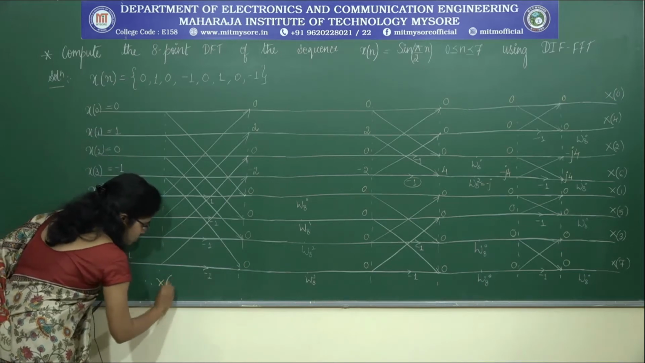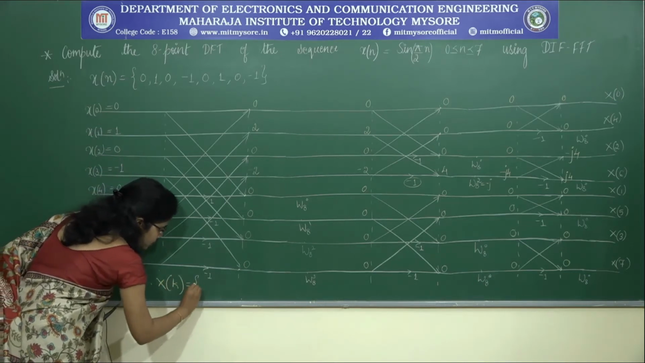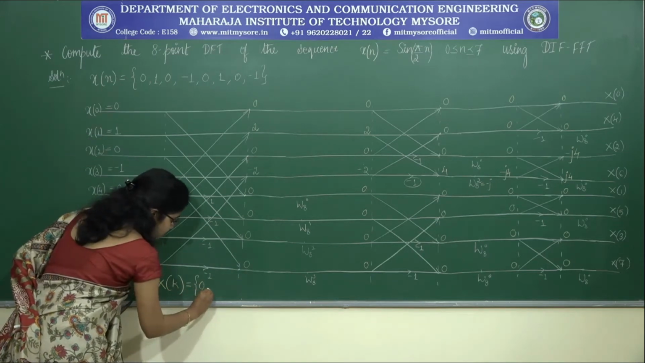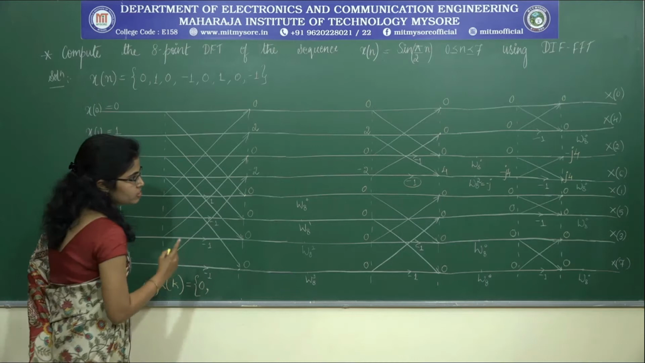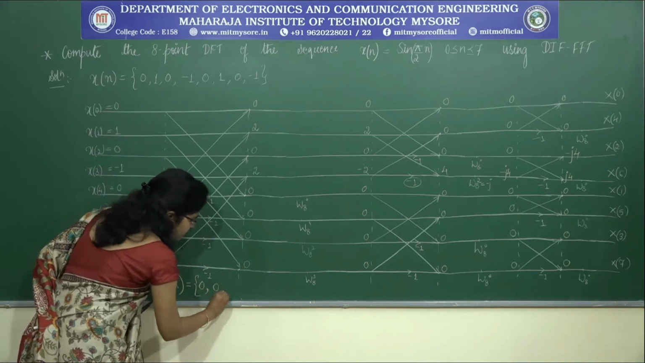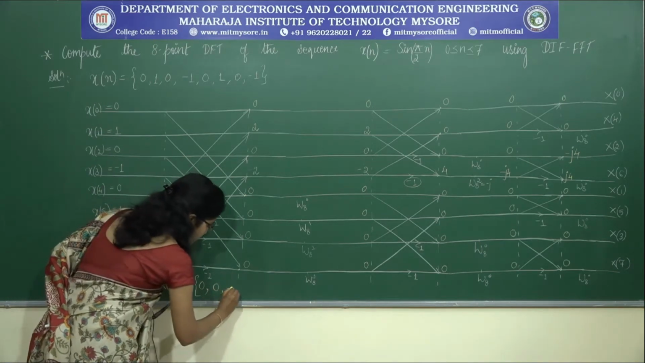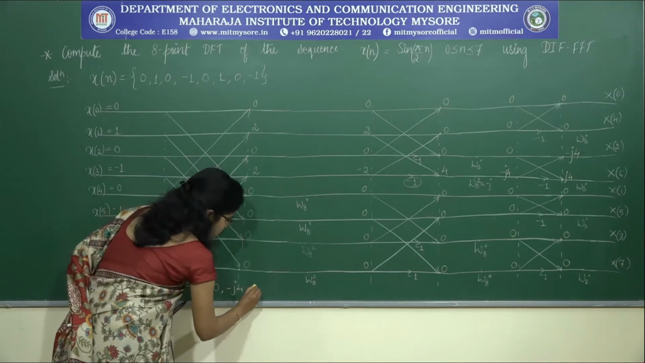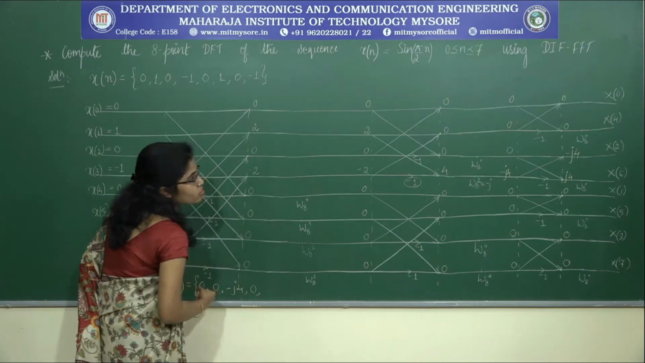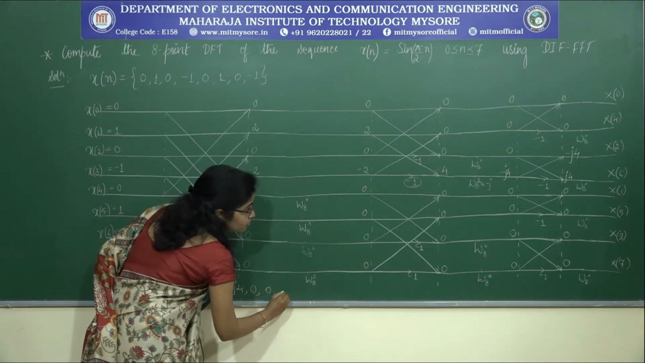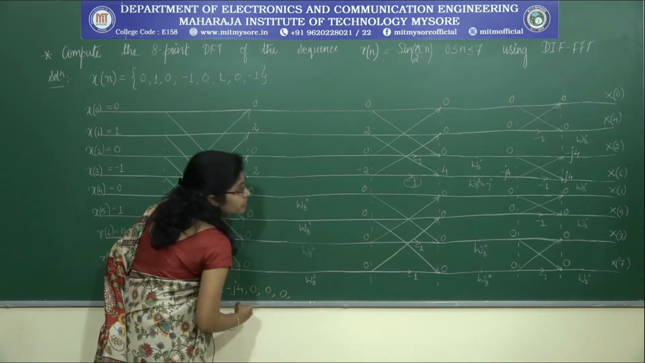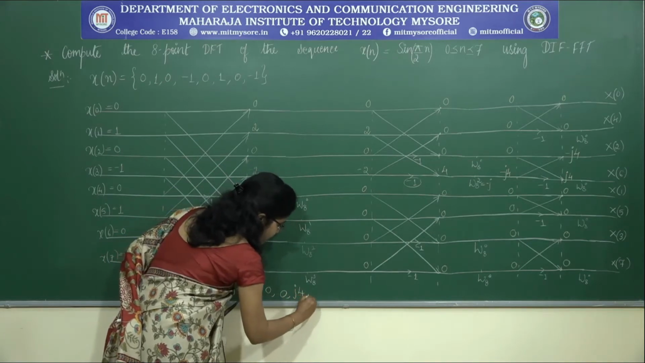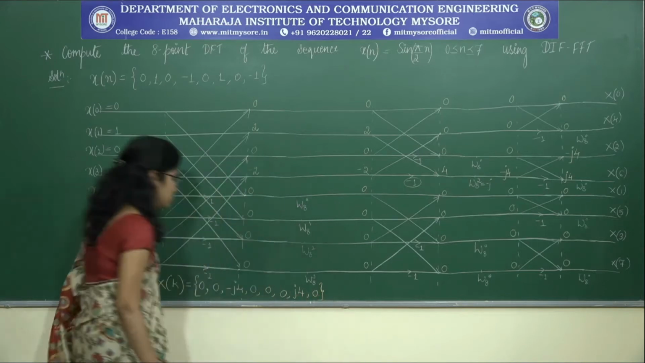Therefore, X(k) will be equal to, what is X(0)? X(0) is 0. What is X(1)? X(1) is also 0. X(2) is minus j4. X(3) is 0. X(4) is 0. X(5) is also 0. X(6) is plus j4 and finally X(7) is 0.